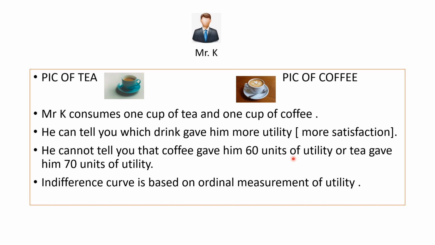So, as I just told you, we will be using utility in the order of preference. The commodity which is giving us more satisfaction will be preferred over the commodity which is giving us less satisfaction. And satisfaction equals utility.